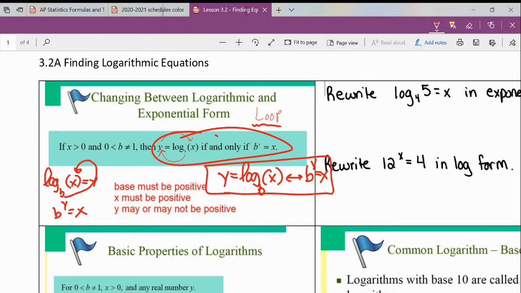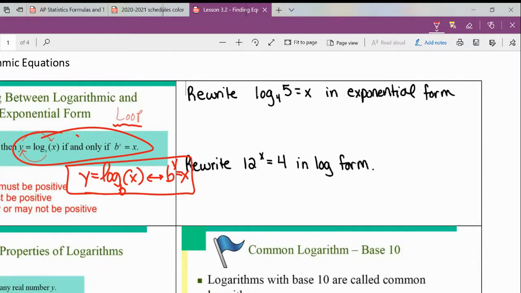So we'll get a little practice here just doing that. We're just going to rewrite this equation. If we just do that looping method, we'd say this is 4 to the x equals 5.